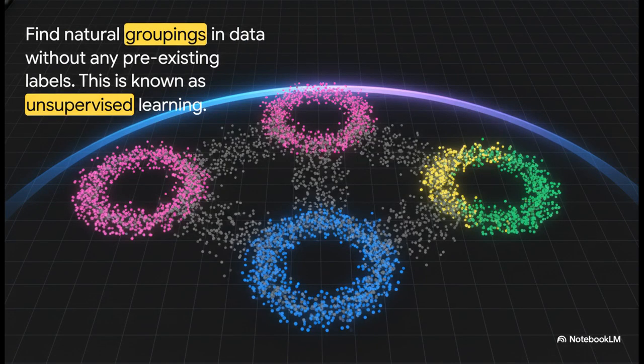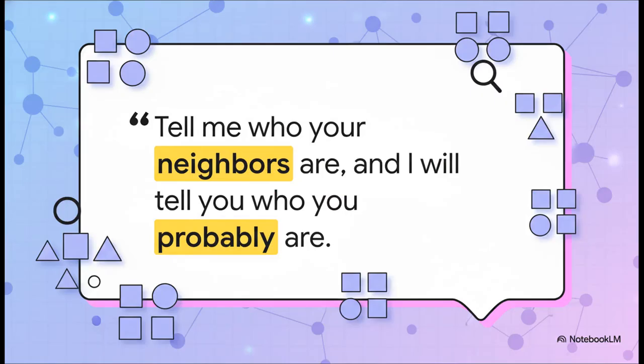The most common kind of unsupervised learning is called clustering. A clustering algorithm just looks at all your data points and finds natural groups, or clusters, where the items inside a group are way more similar to each other than they are to items in other groups. Businesses use this all the time to find different segments of customers, but it's also used for things like grouping similar news stories together.